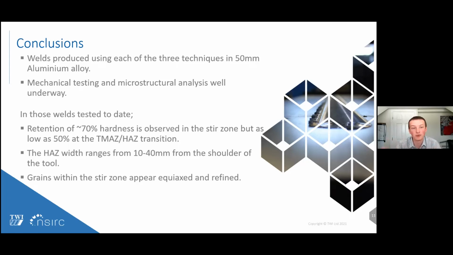But from the results that I showed you previously, we can see that the hardness in the stir zone is retaining about 70% of the hardness of the parent material, but this reduces further to 50% around the interface between the stir zone and the heat affected zone.